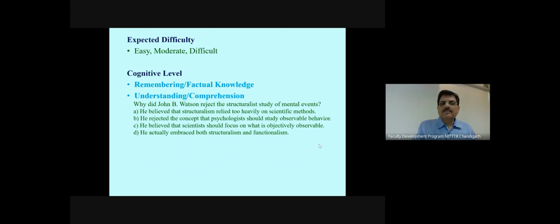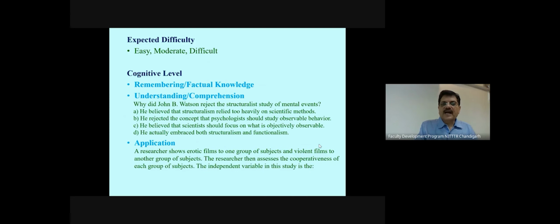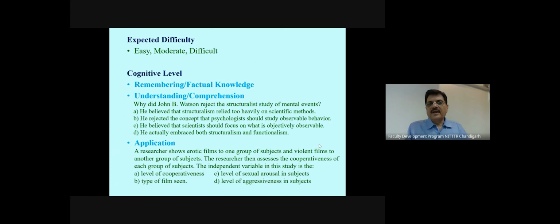When did John B. Watson reject the structuralist study of mental events? So, it is of understanding level. Then comes the application level. A researcher shows erotic films to one group of subjects and violent films to another group of subjects. The researcher then assesses the cooperativeness of each group of subjects. The independent variable in this study is, जिसको रिसर्च प्रोसेस पता है उसमें इंडिपेंडेंट वेरिएबल कौन सा है, डिपेंडेंट वेरिएबल कौन सा है. सो दिस इज क्वेश्चन ऑफ एप्लीकेशन एबिलिटी लेवल.